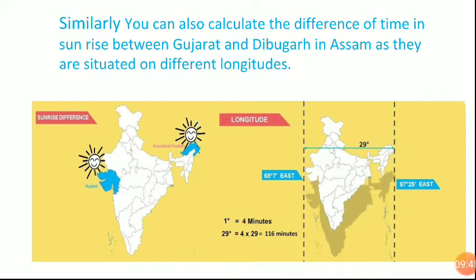With the help of the last calculation, please try to find out the difference between the sunrise time, right? between both these states. Though they are situated in the same country, you would find that there would be a difference of time in the sunrise, because Dibrugarh in Assam is situated to the easternmost point, right? So, how much time would the sun take to come to Gujarat?